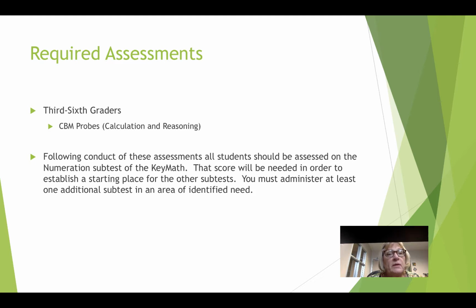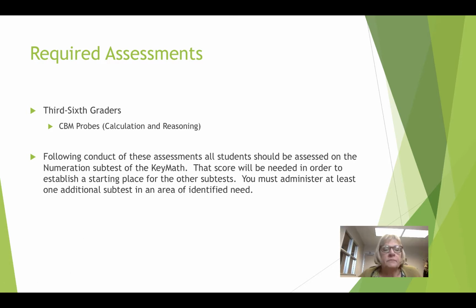As we discussed, every student that you assess using the KeyMath, you will give the numeration subtest, because it is that score on numeration that dictates where you begin on all of the other subtests. So as we said, you have to do numeration because that determines where we're going to begin on any other subtest, and you should determine what other subtests you're going to do based on your analysis of the child's performance on that CBM benchmark, the TEMIO if you're using it, and or the concepts and applications and the calculation probes.